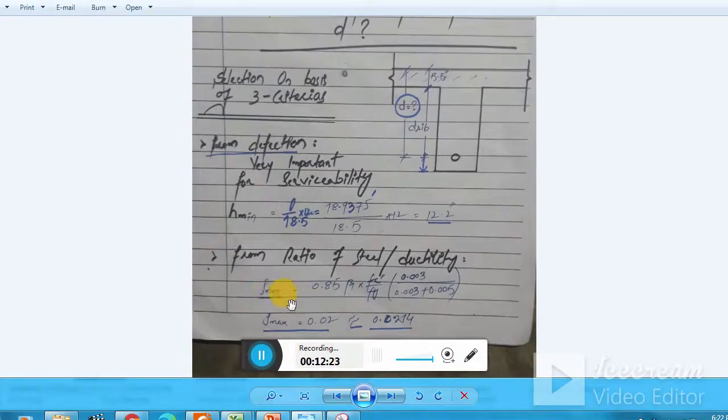Okay, how to calculate rho max? Basically here I am using 0.0214 already, but this is the formula which can be used. Remember, if you are using 0.005, you must make sure that your phi value will be 0.9, and you will check that value, whether it will be 0.9 or not. So how can we check it?